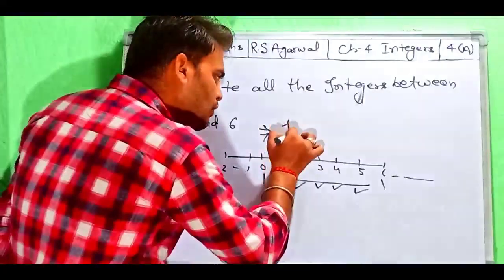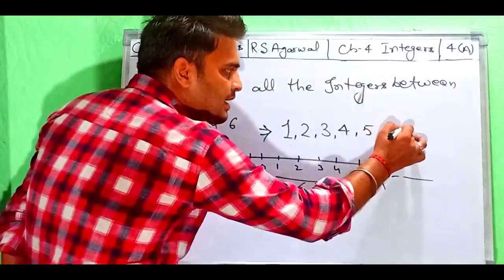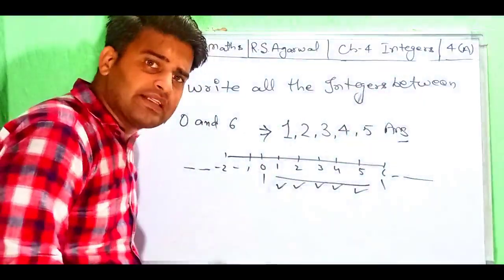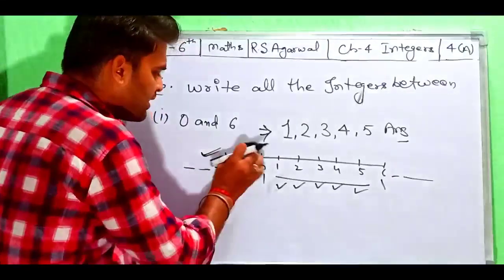Then what is the answer? 1, 2, 3, 4, 5. And this is the answer. Just a simple answer. You will have to choose this number line. Now move to the next question.